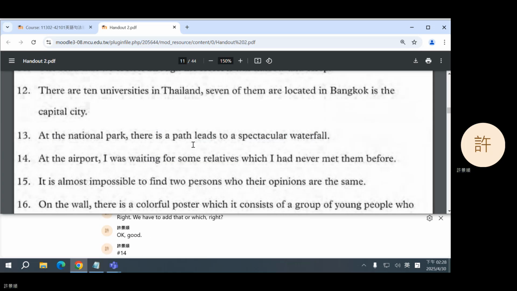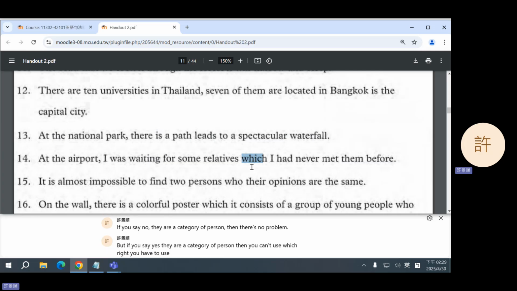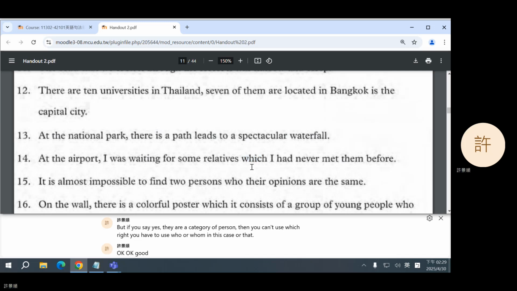Number 14, Liu Yutong. At the airport, I was waiting for some relatives which I had never met them before. Good. First of all, we don't need the "them." Take out the "them." Is there another problem? Okay, it depends. Are relatives people? If you say no, they are a category of person, then there's no problem. But if you say yes, they are people, then you can't use "which," right? You have to use "who" or "whom" in this case, or "that." Okay? Okay, good. Number 15, 温凯翔.